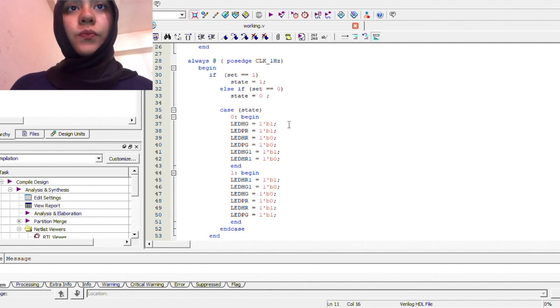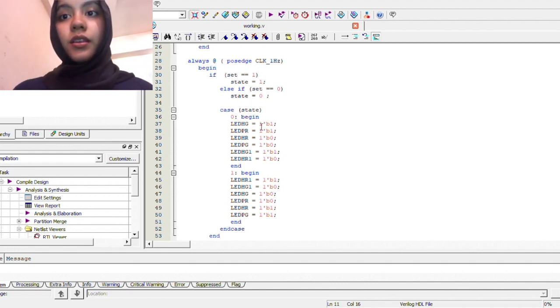In state 0, the highway green will be on and the pedestrian red will be on. So the 2 highway lights will be on. At this state, the pedestrian cannot walk, and this is the default condition.